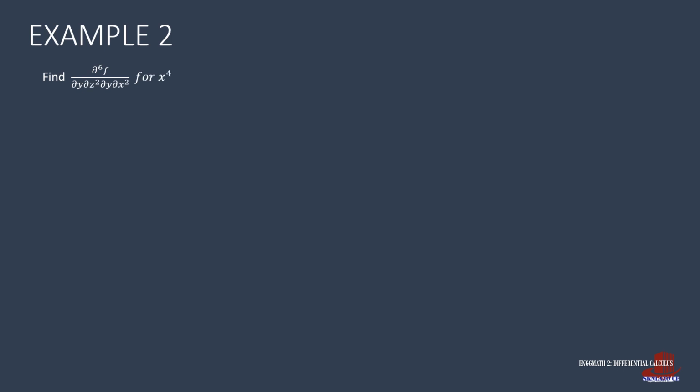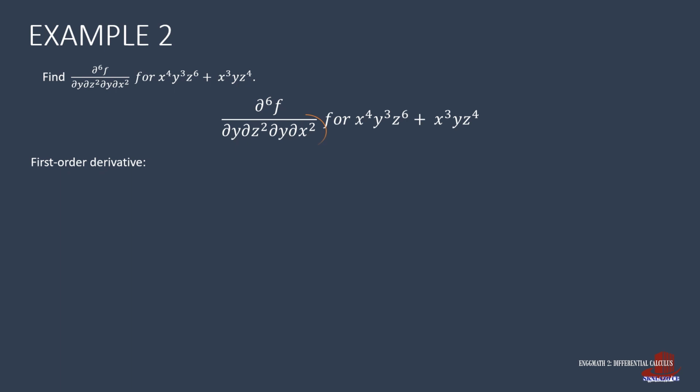The next example requires the sixth partial derivative with a combination of independent variables of the function x raised to 4 y cubed z raised to 6 plus x cubed y z raised to 4. For the del notation, the first order derivative starts on the right. In this case, the first order derivative is with respect to x.